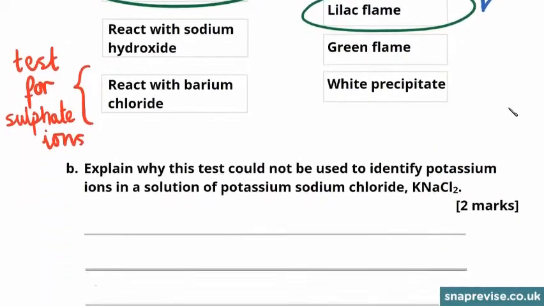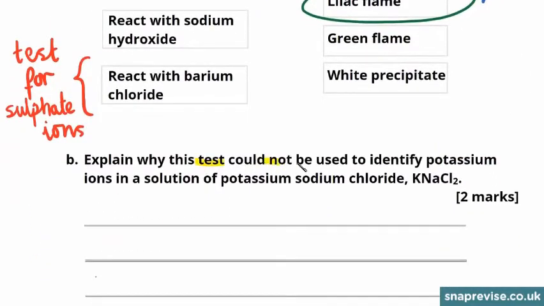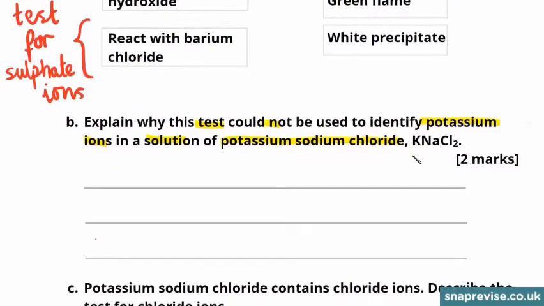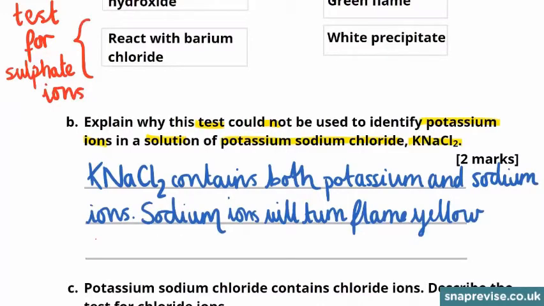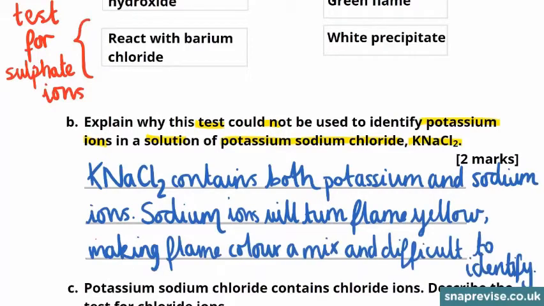We're then asked to explain why this test could not be used to identify potassium ions in a solution of potassium sodium chloride, and we're given the chemical formula KNaCl2. The important thing to note here is that potassium sodium chloride contains two metal ions, both potassium and sodium ions. Sodium ions will turn the flame yellow, and this will make it difficult to identify the other metal ion present. This illustrates a general point about flame tests.